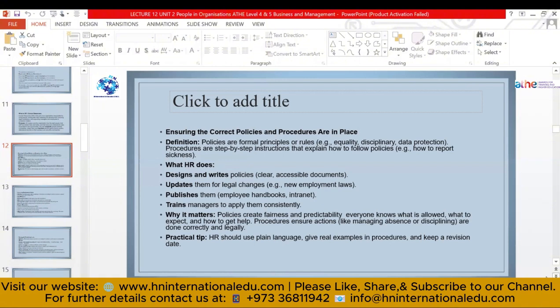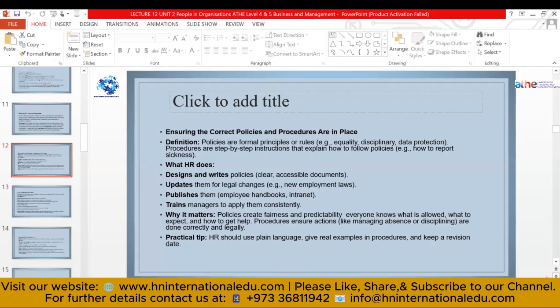What does HR do in this context? Designs and writes the policies, clear, accessible documents that are with everyone. Updates them for legal changes, for example, new employment laws. If you require, we do have it the moment it gets updated. Publishes them in employee handbooks or the intranet. The system through which all the departments are connected together is known as the intranet. You can upload there and people can read it. Otherwise, just add that in the handbooks, the way we used to get in the universities and colleges. Trains managers to apply them consistently. Consistency is the key in each and every part of life, and the same goes in the unis, in the workplace as well.